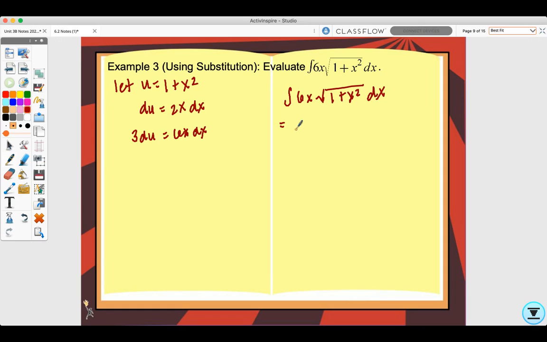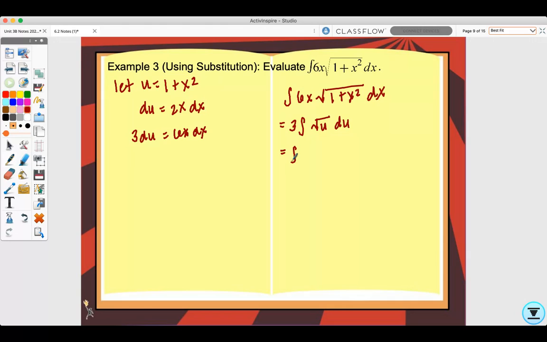And when I substitute in, that constant 3 is going to be on the outside, and it would be the square root of u du. Because 6x dx is 3 du, so 3 is on the outside, 6x dx becomes du, and then my 1 plus x squared becomes u.